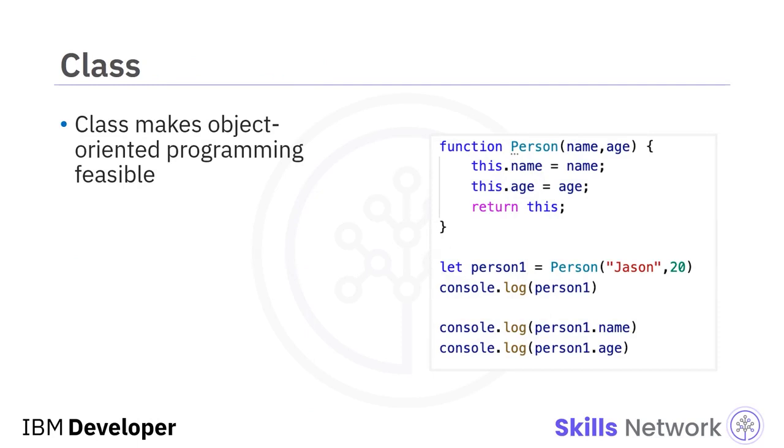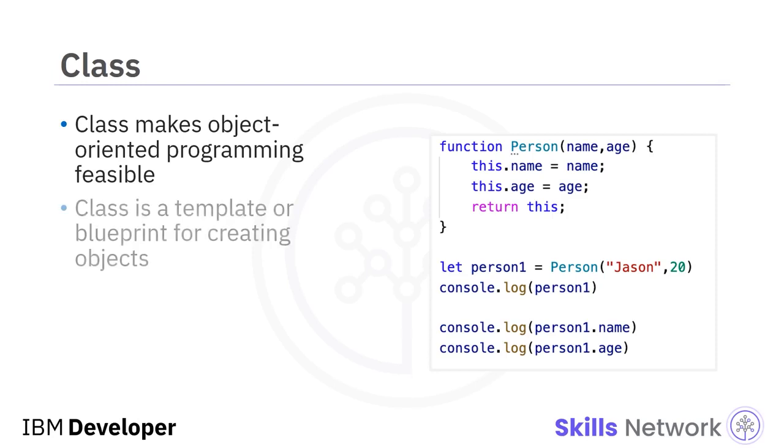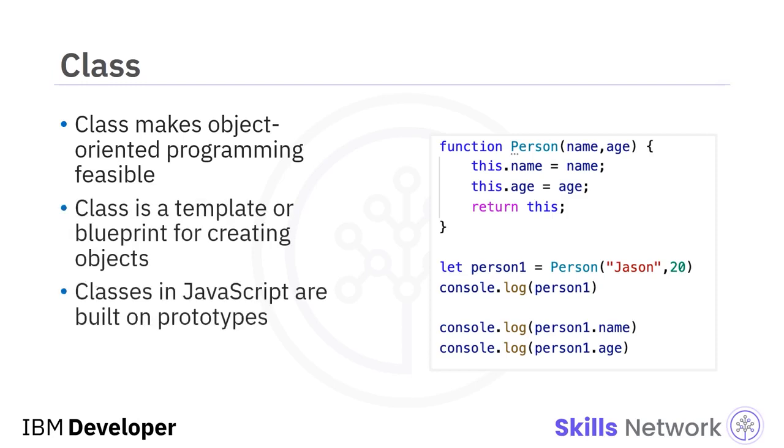Object-oriented programming was made feasible in JavaScript with the introduction of class. Class is a template or blueprint for creating objects. Classes in JavaScript are built on prototypes. Prototype is a property of all JavaScript objects, including functions. A function can be used to create an object instance. Here, this refers to the current object, but not all object-oriented programming concepts are available with function prototypes.